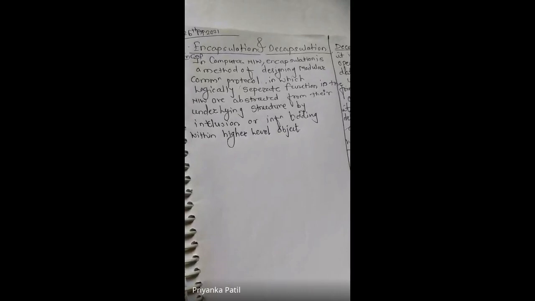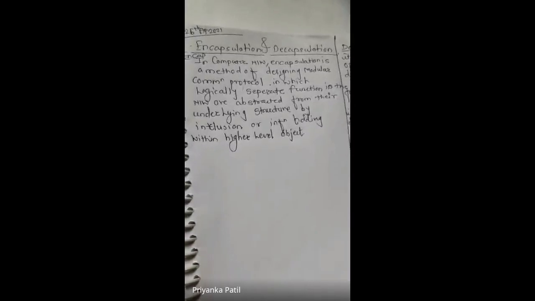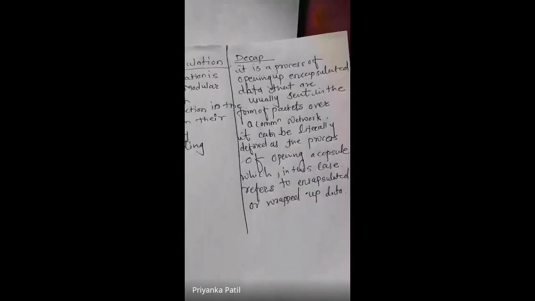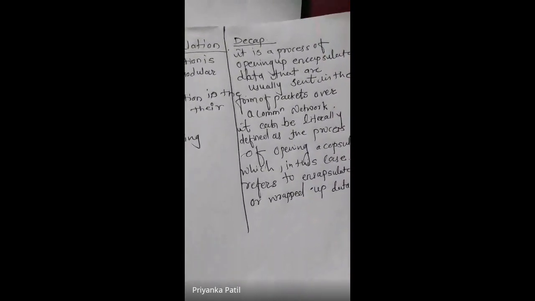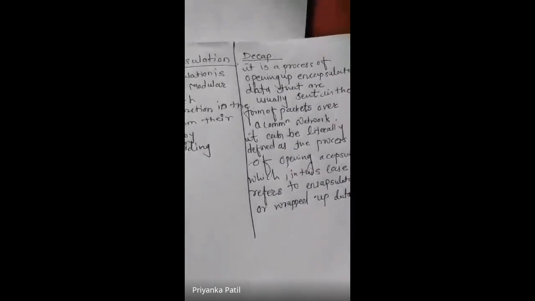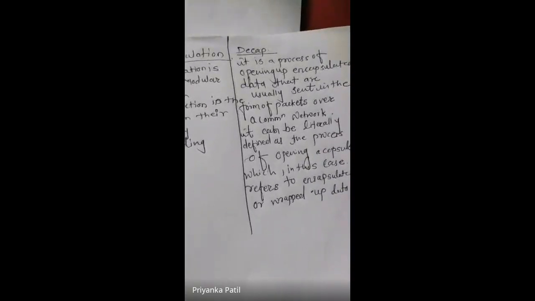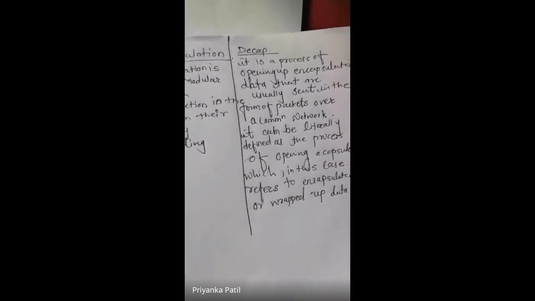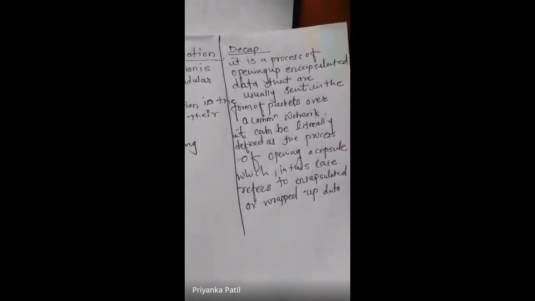So we have to hide that information and abstract it whenever we transmit over the network. Next is the decapsulation process. Basically, decapsulation is the process of opening up the encapsulated data, which is usually sent in the form of a packet over the communication network. It can be literally defined as the process of opening the encapsulated, hidden data, the wrapped-up data.